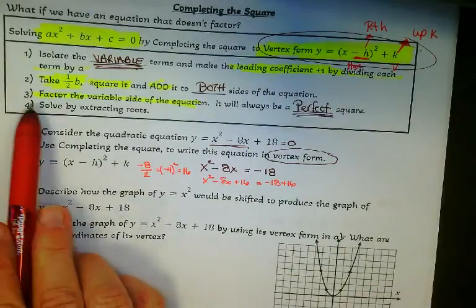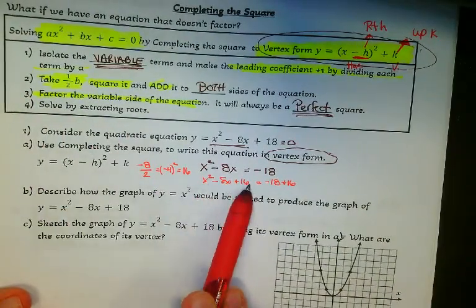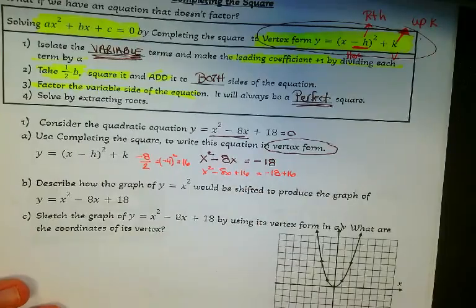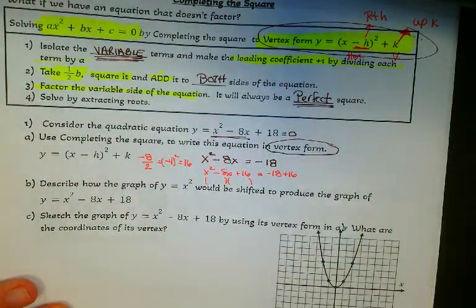Okay. Step 3 says factor the variable side. So obviously this has the variables. It should factor, and it should be the same factors. So what multiplies to 16 but adds to negative 8?